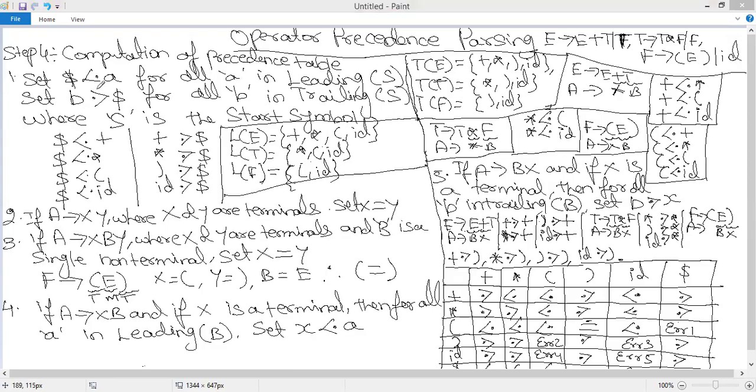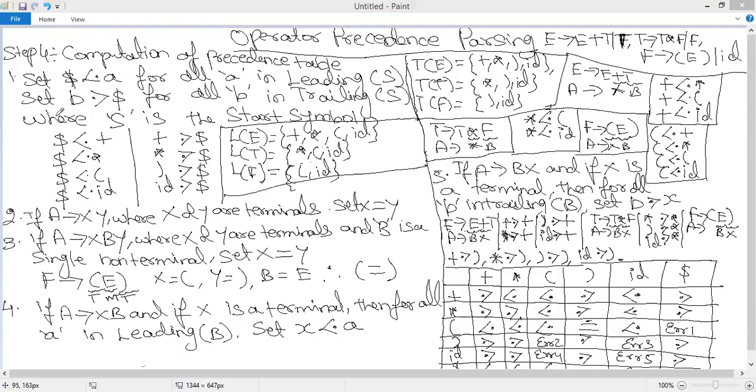So dollar has to be mentioned on the left hand side, and the precedence relation less than will be mentioned like this. A is nothing but the terminals present in leading of E. Leading of E contains plus, star, open parenthesis and ID. That should be mentioned like this: plus, star, open parenthesis, ID. So this is for set dollar less than A for all A in leading of S.